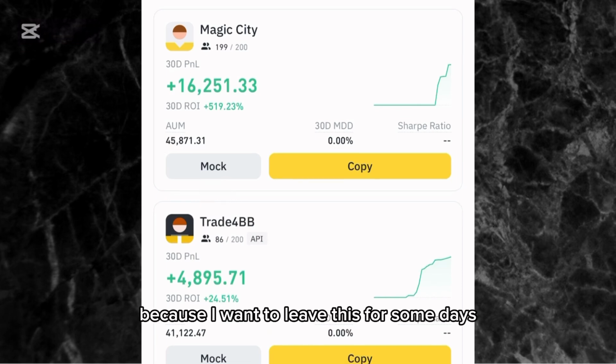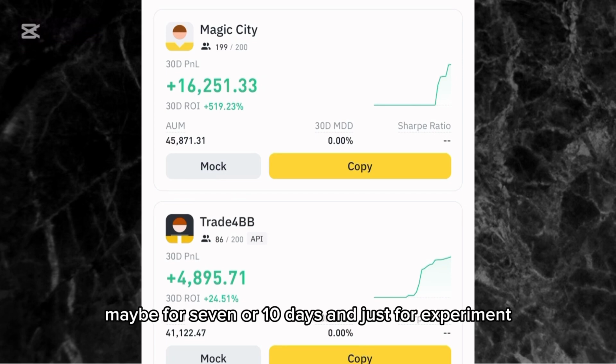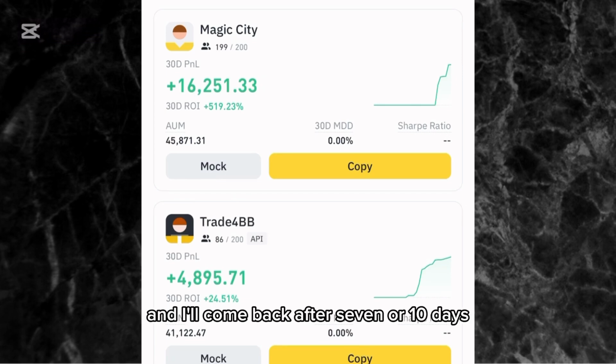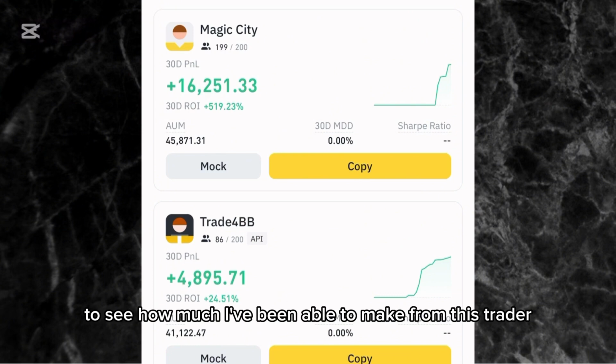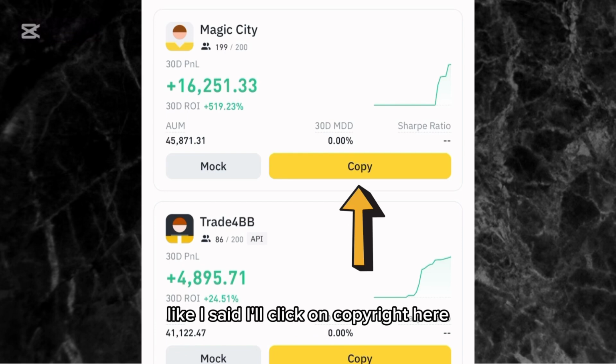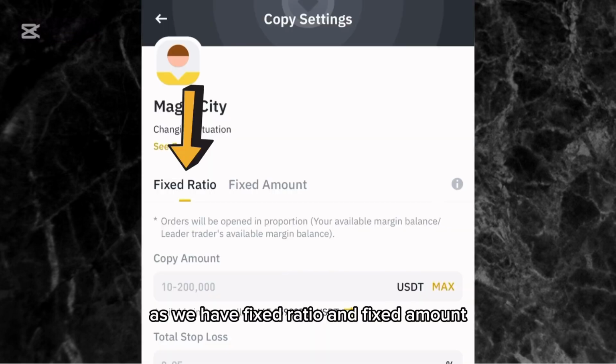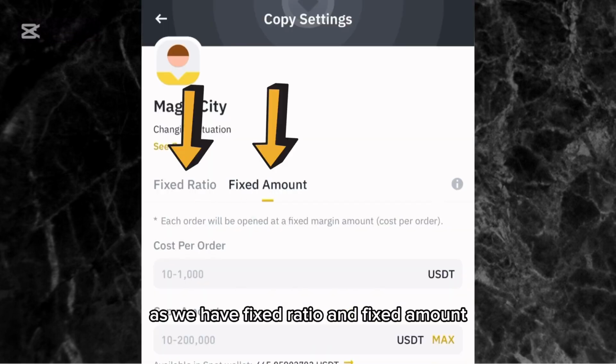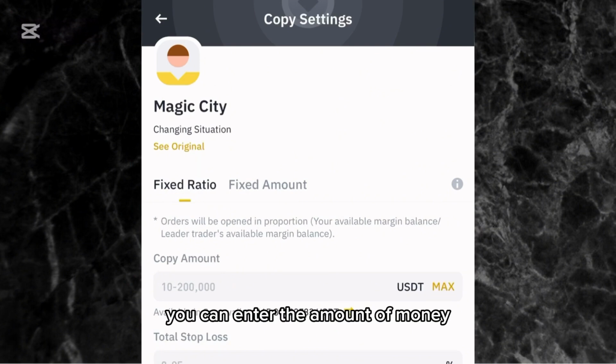And the reason why I want to do this is because I want to leave this for some days, maybe for 7 or 10 days, just as an experiment. And I'll come back after 7 or 10 days to see how much I've been able to make from this trader. So to copy this trader, like I said, I'll click on copy right here. Now, once you've done that, you can see where you have fixed ratio and fixed amount. These are the two different ways you can enter the amount of money you want to use to follow this trader. Now, we'll explain the two, and I will tell you the best one I think you should go for.